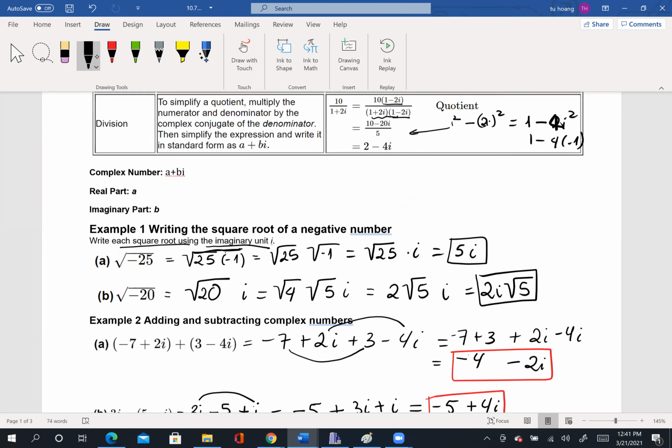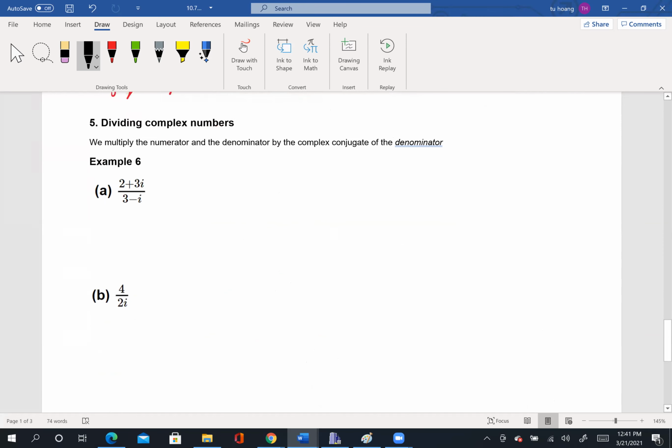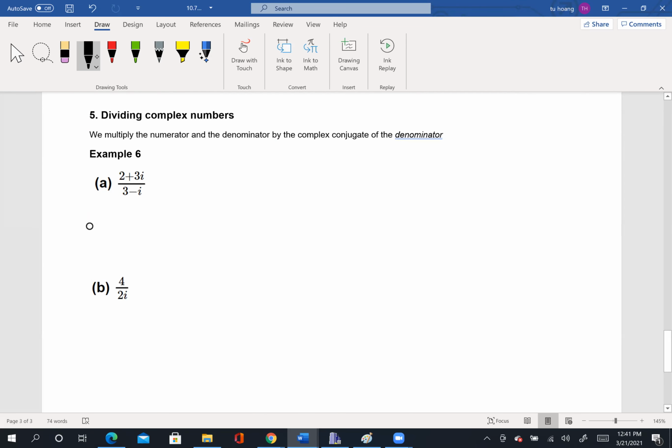Okay, so let's have some examples down here and see how I can handle this one. What I do is multiply both top and bottom by the conjugate of the denominator. So what is the conjugate of 3 minus i? It is 3 plus i, right? And 3 plus i has to be multiplied with both denominator and numerator.